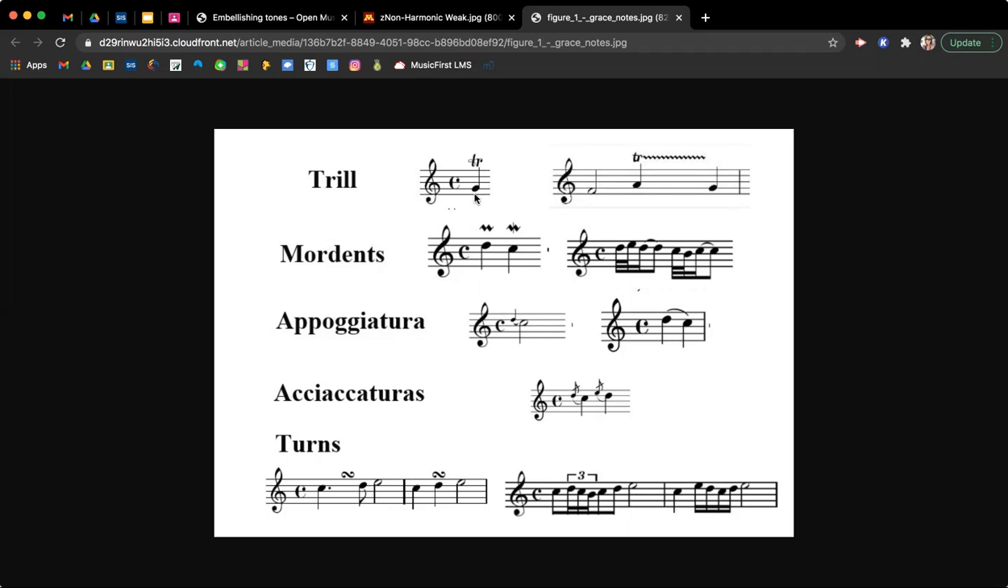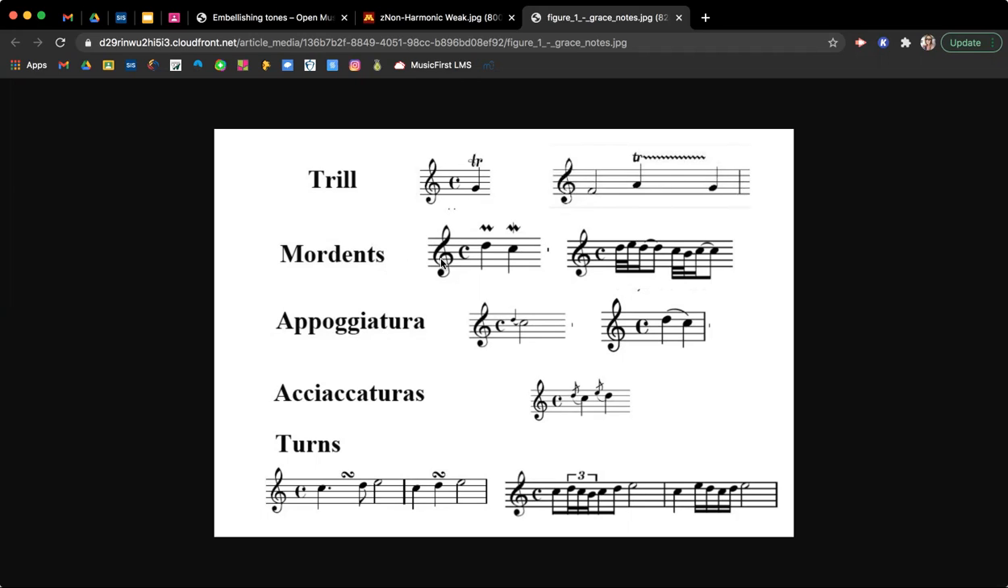A trill on G, and then we're seeing what this would look like written in the music. So if we have a trill, we usually go above the note and then back to the note. So it's da da da da da da da da da da da da. That's the idea of a trill.